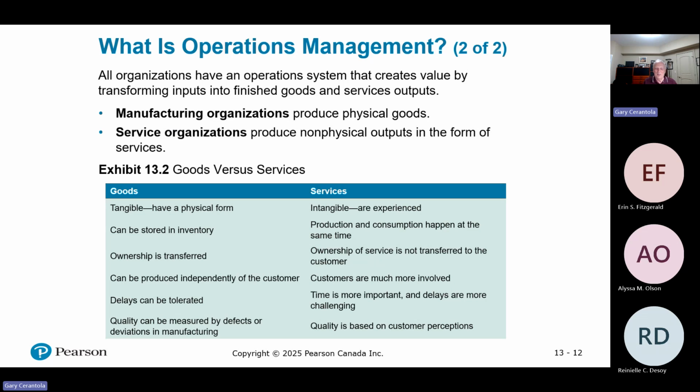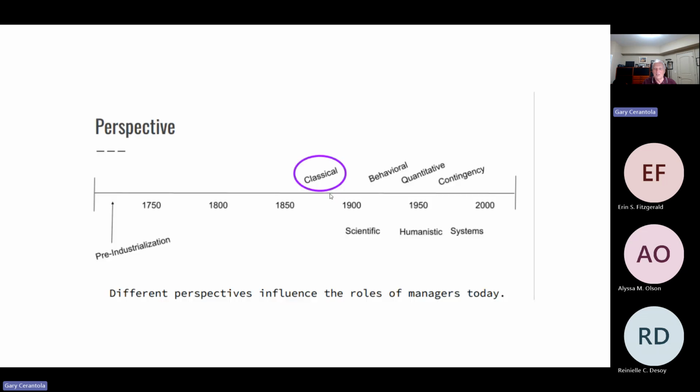So that's the piece where quality for goods can be measured by defects and deviations in manufacturing, and delays can be tolerated through bridging delays in terms of having additional inventory and those kind of things. So you need to understand those idiosyncrasies between goods and services to be able to understand that.